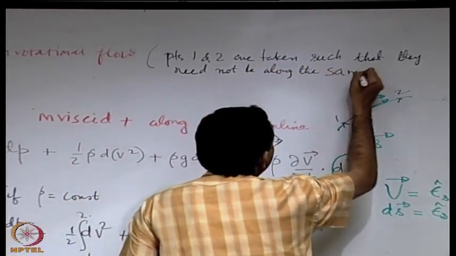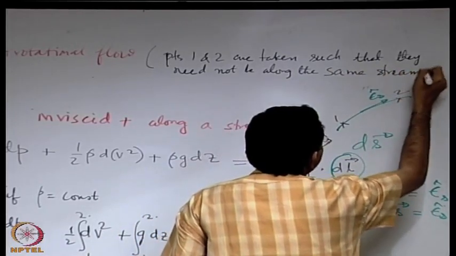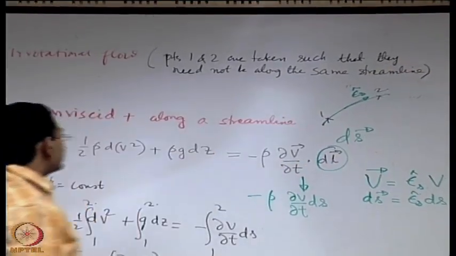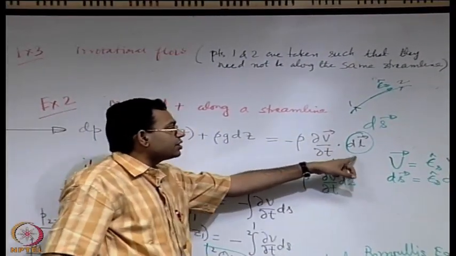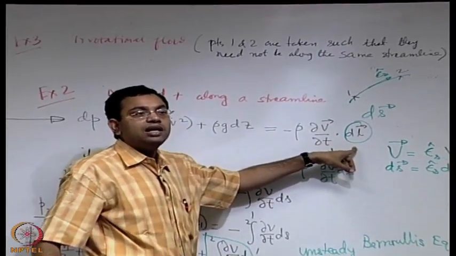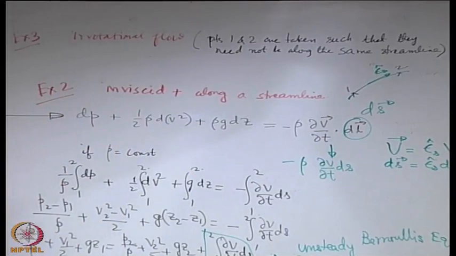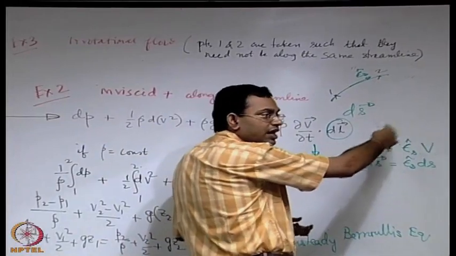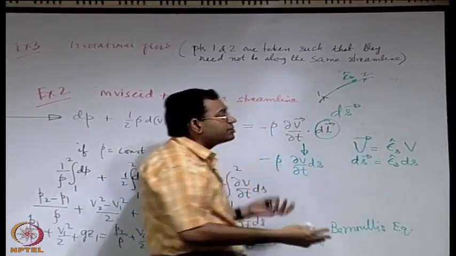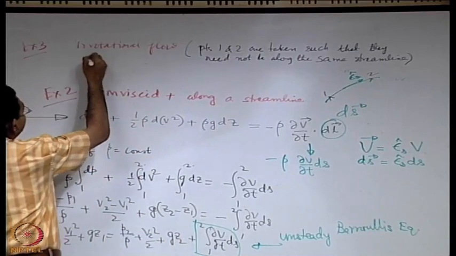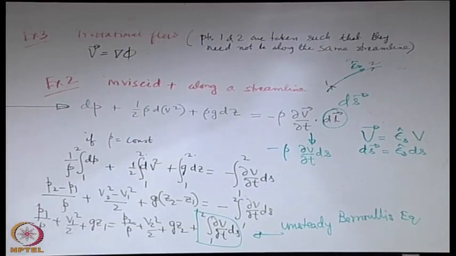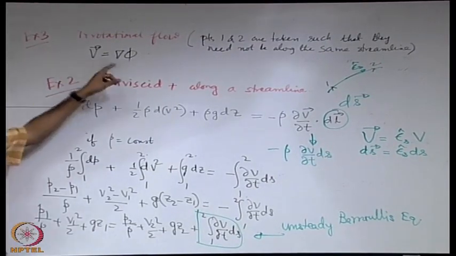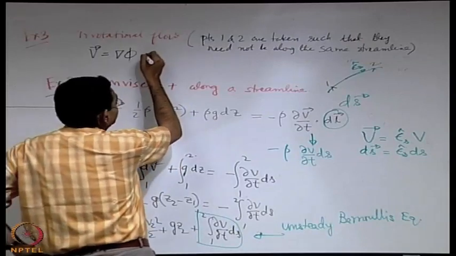If they need not be along the same streamline, what is the consequence? The equation is just like the equation in example 2, but we will not substitute dl with ds, we will just keep dl as it is. But when it is an irrotational flow, we know that the other term where there was a vorticity vector will become 0. Not only that, you can write V as the gradient of a scalar potential, which is the velocity potential that we discussed.